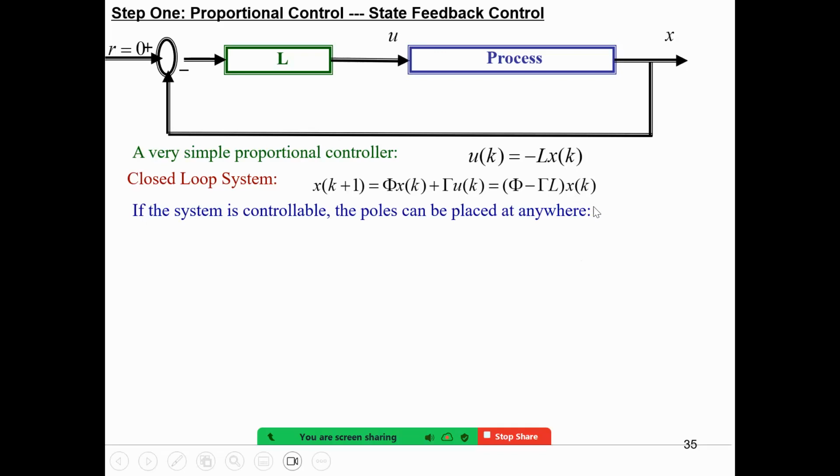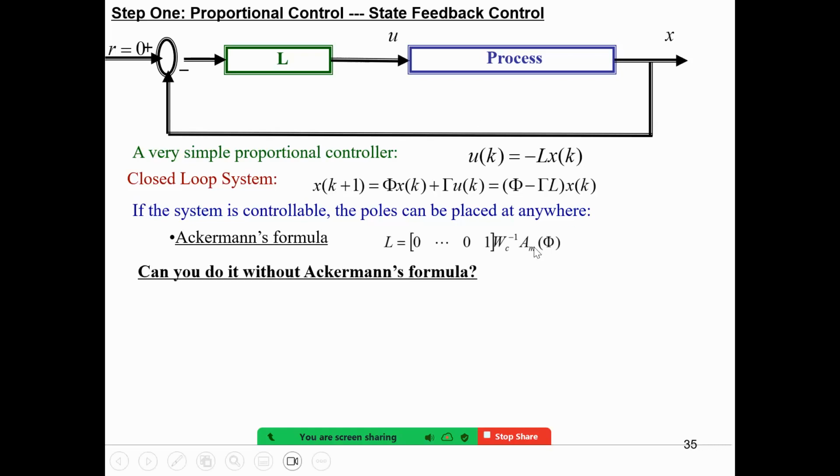Then we say if the system is controllable, the poles can be placed anywhere. To show that, we use the controllable canonical form. Remember why people introduced that controllable canonical form? The purpose actually is to solve the pole placement problem. You can see that the solution is extremely simple. And from that one, we get Ackermann's formula.